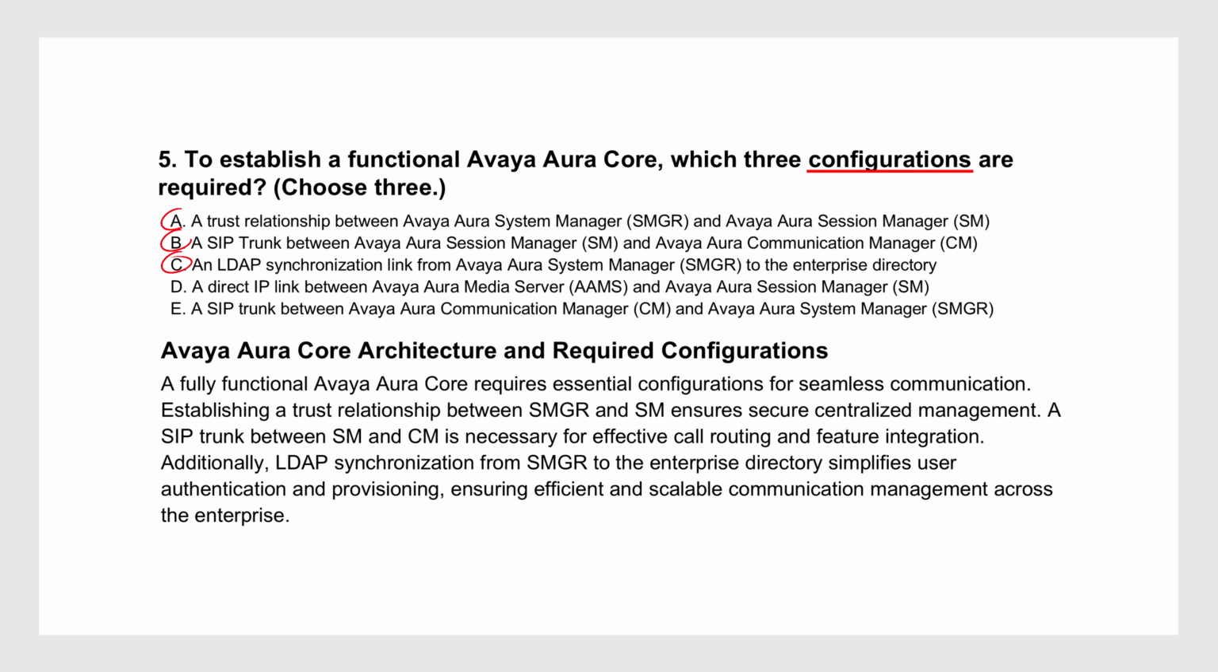Got it. LDAP synchronization. It's like having a security guard checking IDs at the entrance to the Avaya Aura party, making sure only invited guests get in. You got it. So we've covered the three essential configurations: trust relationships, SIP trunks, and LDAP synchronization. Those are the key ones. So like the foundation, the walls and the roof of our Avaya Aura house, right? Exactly. Understanding how these configurations work together is key to grasping the bigger picture of Avaya Aura. Right. And that's exactly what the 71201T exam will test you on.